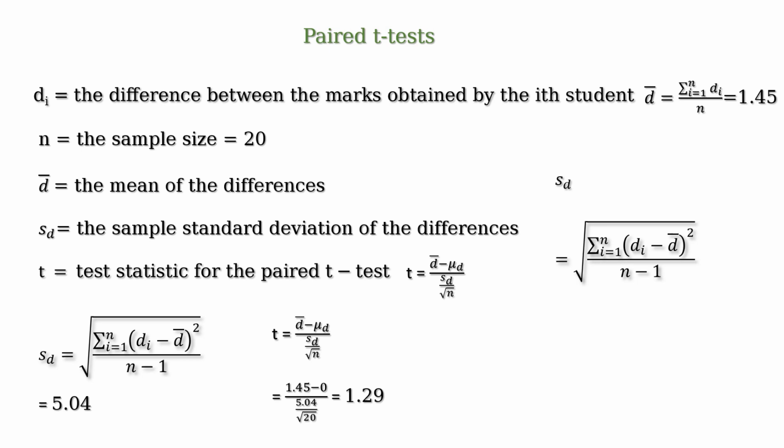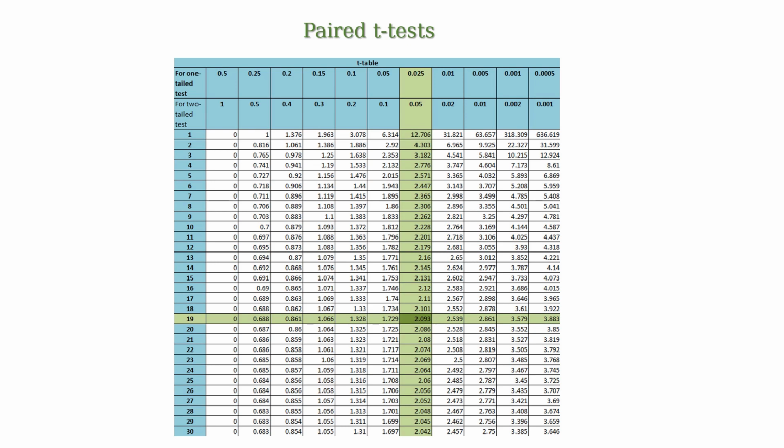Now, we will look at the t-table to find out the critical value. In our case, the degrees of freedom is equal to the sample size minus 1 is equal to 19. Here is the t-table. We will look at the row for degrees of freedom is equal to 19 and the column for the significance level of 0.05 for the two-tailed test. We get the critical value to be 2.093.